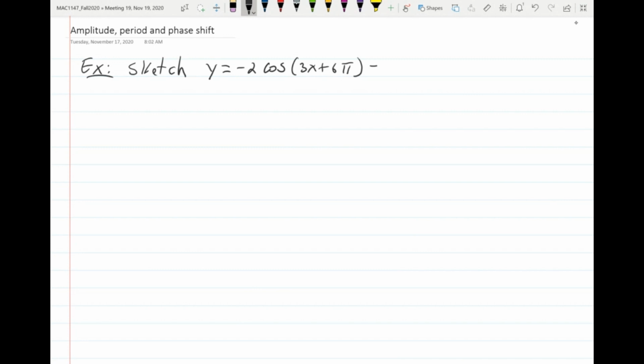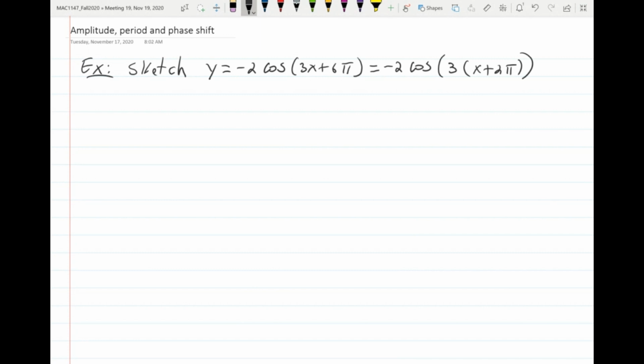And for example, this can be seen very easily by doing the following. So the first thing that you should do is make sure that you factor out any coefficient that you have in front of the x. So here, I'm going to go ahead and factor out a 3 in front of the x, and then this will be x plus 2 pi. Okay? All right. So whenever we write it like this, we can immediately spot several transformations that are happening.